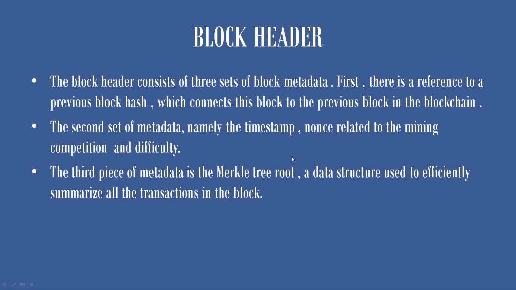Okay, so now let's move to the next slide. The next one is the block header. The block header consists of three sets of block metadata. First, there is a reference to the previous block hash, which connects the block to the previous block in the blockchain. The second set of metadata is the timestamp, nonce related to the mining competition, and difficulty. The third piece of metadata is a Merkle tree root, a data structure used to efficiently summarize all the transactions in the block. So let's see all of this one by one. The first one is the previous block hash.